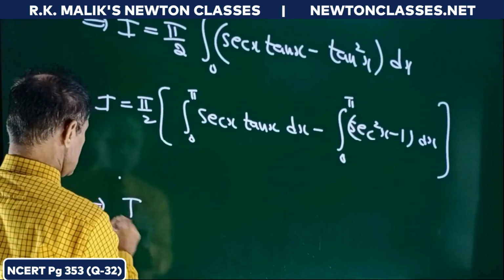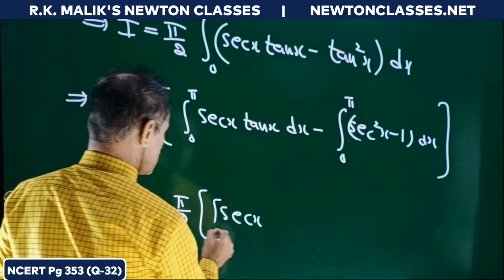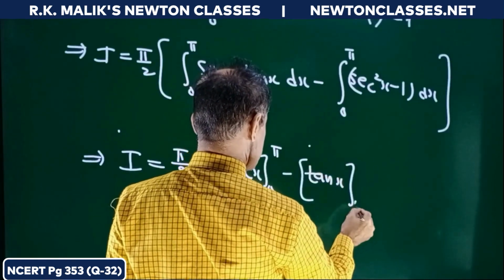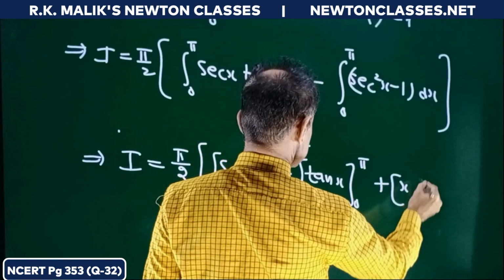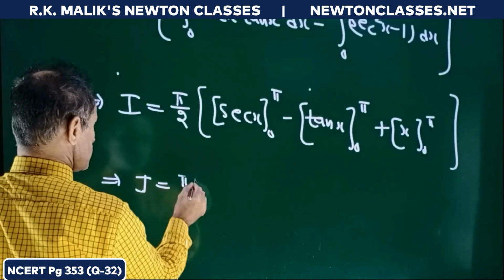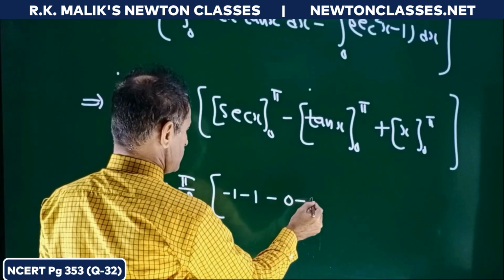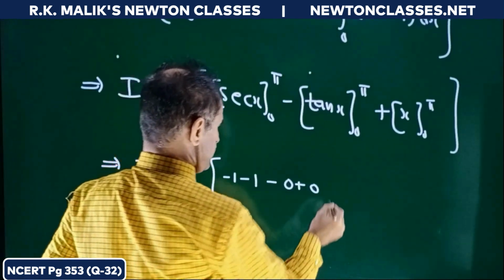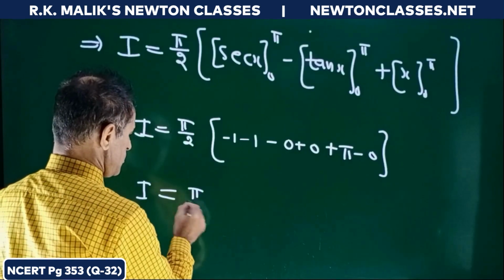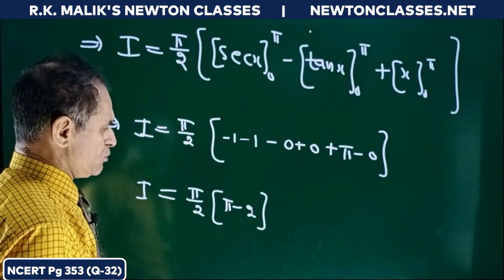This implies that I is equal to pi by 2 times [sec x from 0 to pi minus tan x from 0 to pi plus x from 0 to pi], that is I equals pi by 2 times (minus 1 minus 1 minus 0 plus 0 plus pi minus 0), that is I is equal to pi by 2 into (pi minus 2). Actually this is absolutely wrong answer.